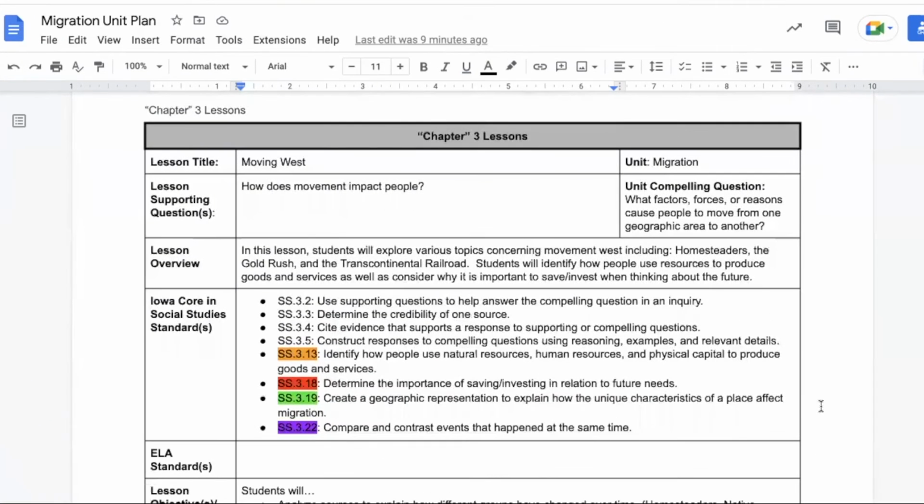Chapter 3 lessons are about moving west and how movement impacts people. We're looking at Homestead Act, Gold Rush, and Transcontinental Railroad. And we also discuss how saving or investing is important when you're thinking about the future in terms of how the people who decided to move west had to plan for their monetary needs.